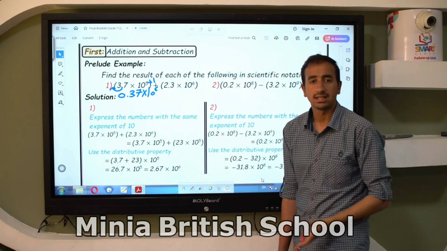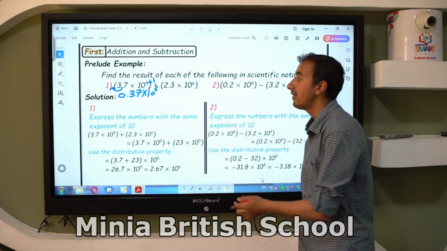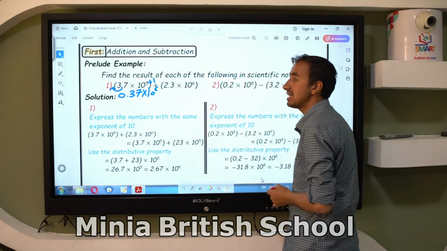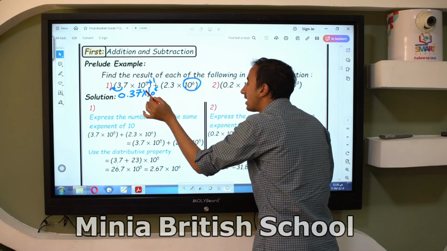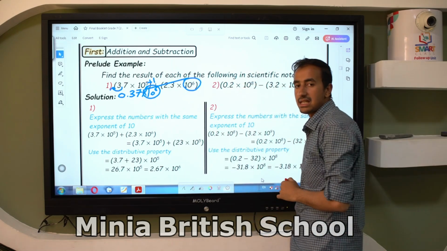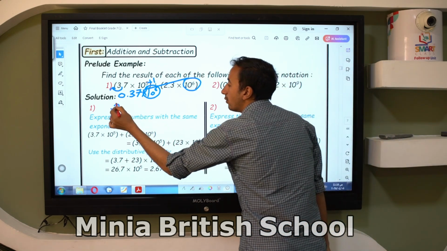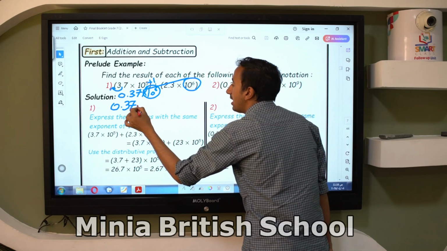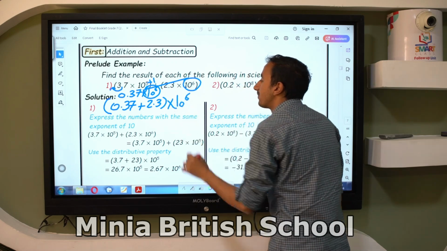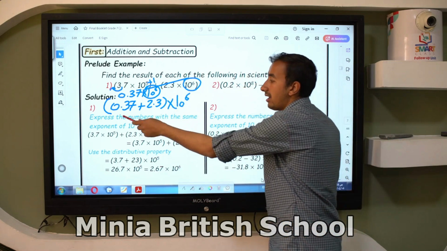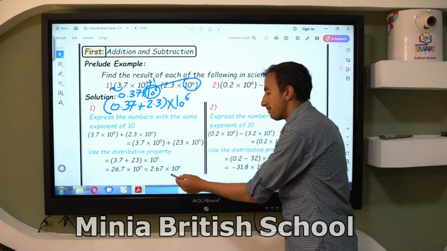Mister, it's not in the standard form. Yes, true, excellent. But here we have 0.37 times 10 to the power 6 plus 2.3 times 10 to the power 6. I have the same power of 10, so I can use the distributive property. I can write 0.37 plus 2.3, times 10 to the power 6. You can find the answer: 2.67 times 10 to the power 6.